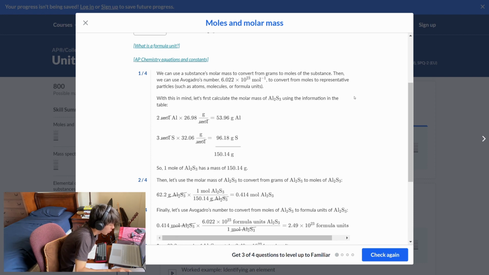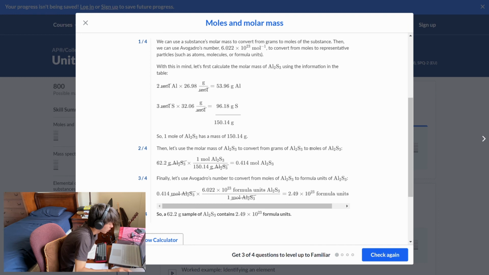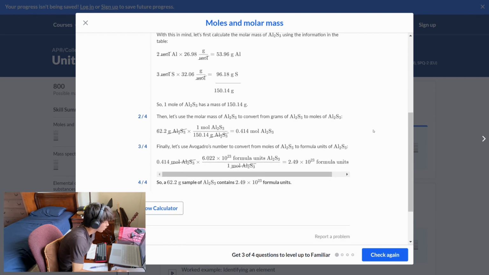Oh, we need to go from moles to representative particles. Yeah, we got the molar mass. We got the number of moles, which I didn't write down. Where are we? Okay, yeah. Finally, let's use Avogadro's number to convert from moles to formula units.